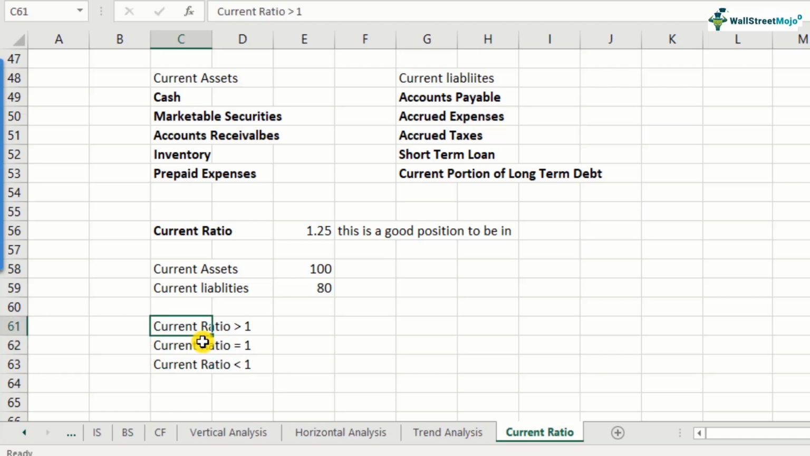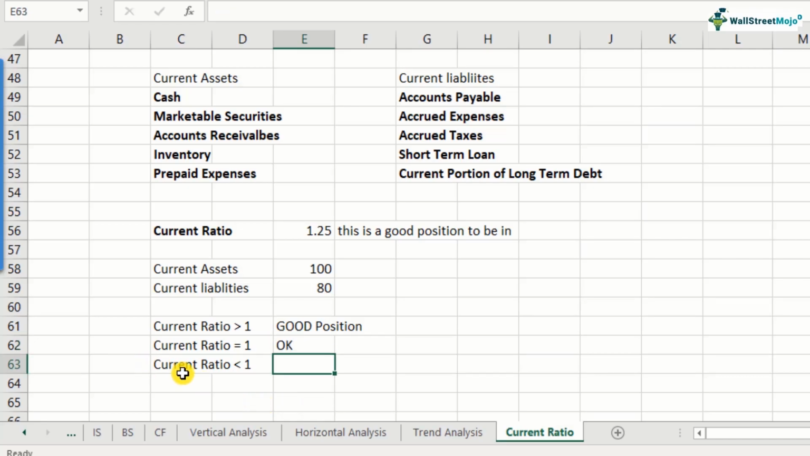So which one do you think is the most desirable? Obviously, current ratio, if it is greater than 1, that means you have sufficient current assets to cover its current liability. So this would be a good position. How about current ratio equal to 1? Current ratio equal to 1 would mean sufficient, just enough. So that would be okay.